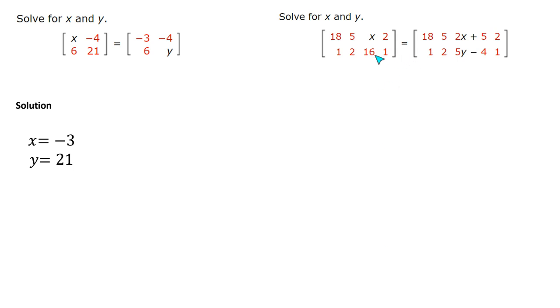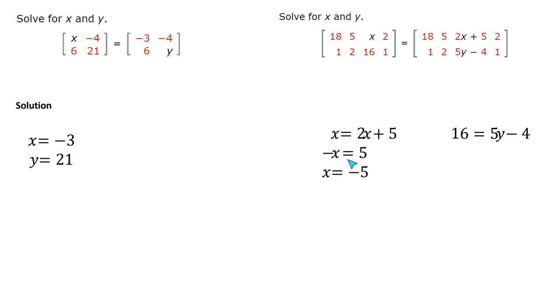If we look at the next one, we have 18 and 18, 5 and 5, and then we have an x, and then we have a 2x plus 5, a 2 and a 2. So now it's a little bit different, but I know that this x has to be equal to the 2x plus 5. And so basically I can set up an equation. Same for y, 16 has to be equal to 5y minus 4. So now I can just solve for the equation.